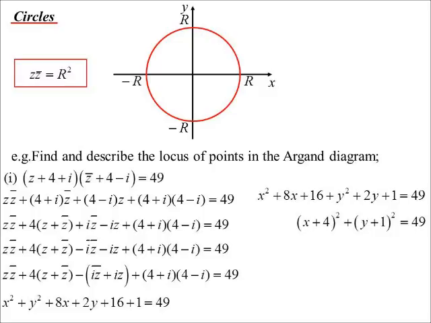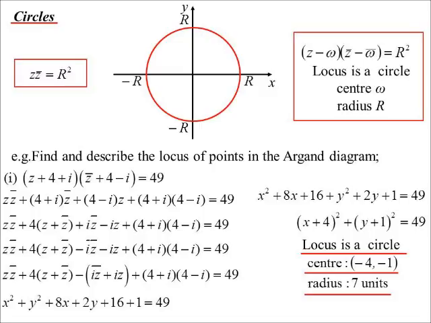Now, have a look at the original one. Yes, there was z times z conjugate, but remember, circles we usually say minus the centre, and that is in fact what we've done, because you've got z minus the centre, there it is, 4 plus i. And then the other one is the conjugate. So when you shifted the centre, instead of having z times z conjugate, you have z minus the centre times z minus the conjugate of the centre. And the radius, in this case, is 7. So if you see z minus a number, times z minus the conjugate of that number, you know you've got a circle.